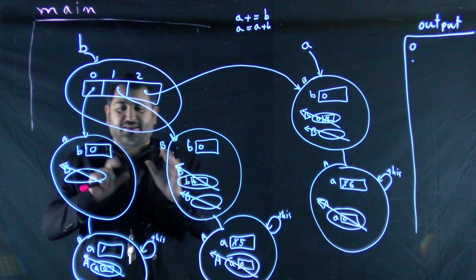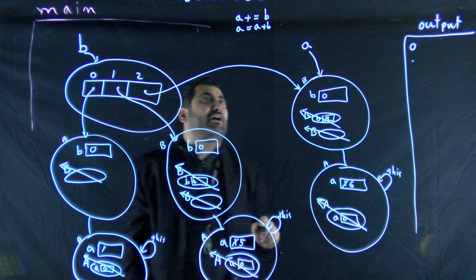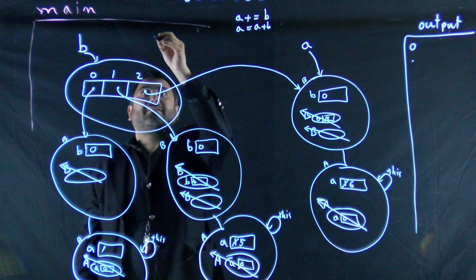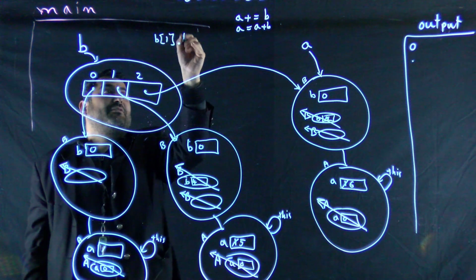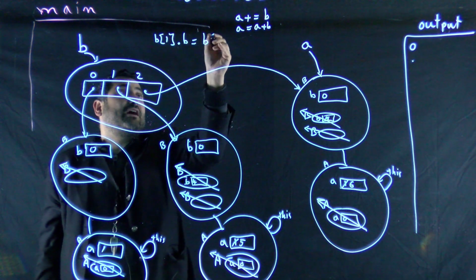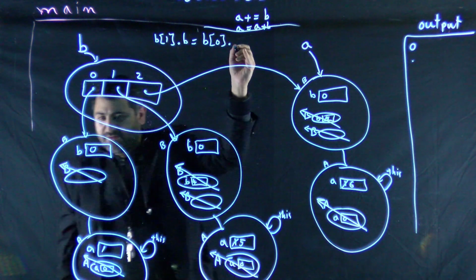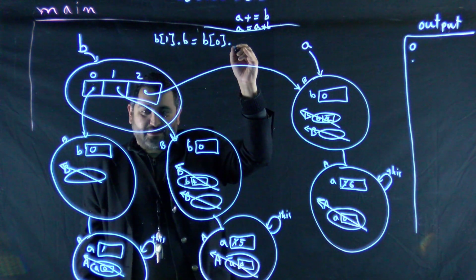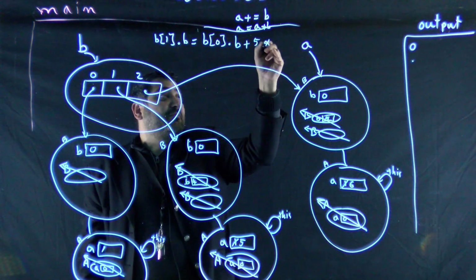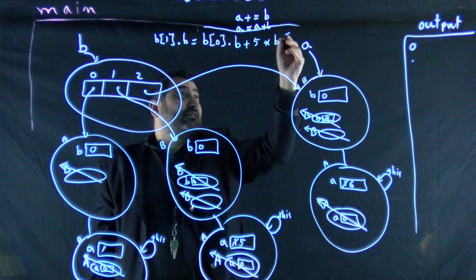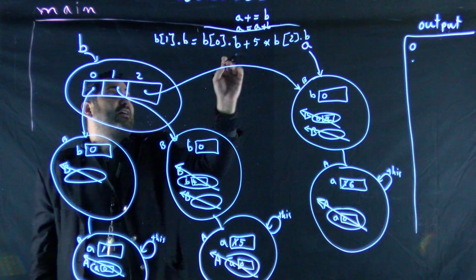So let's break this down a little bit. I'm going to write this on the side just so I can monitor it. Let me write it just here, just for reference. B at index 1 dot B is equal to B at index 0 dot B plus 5 times B at index 2 dot B. So this is the line that we're given.